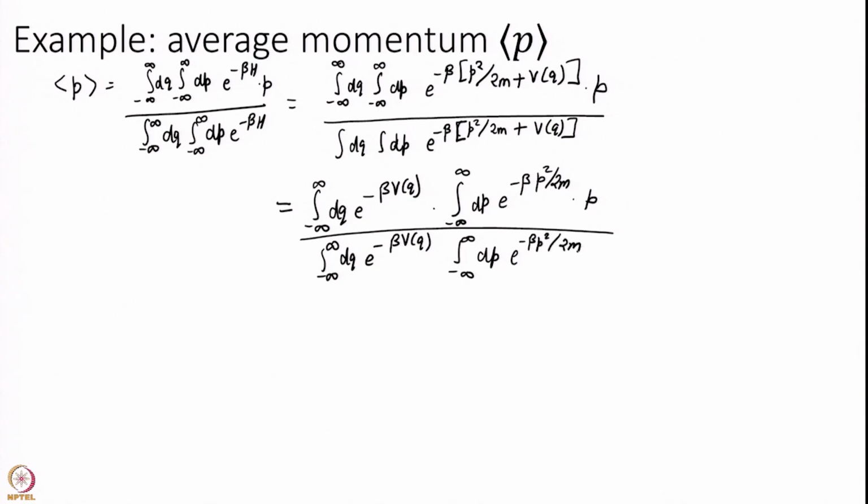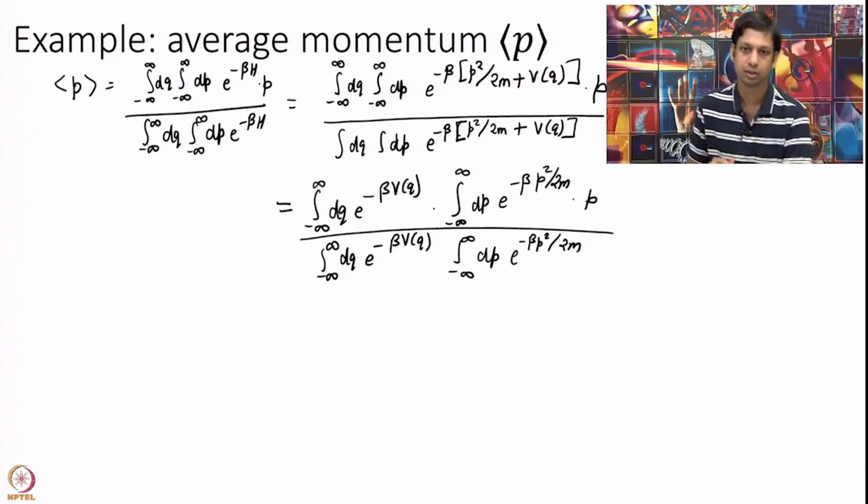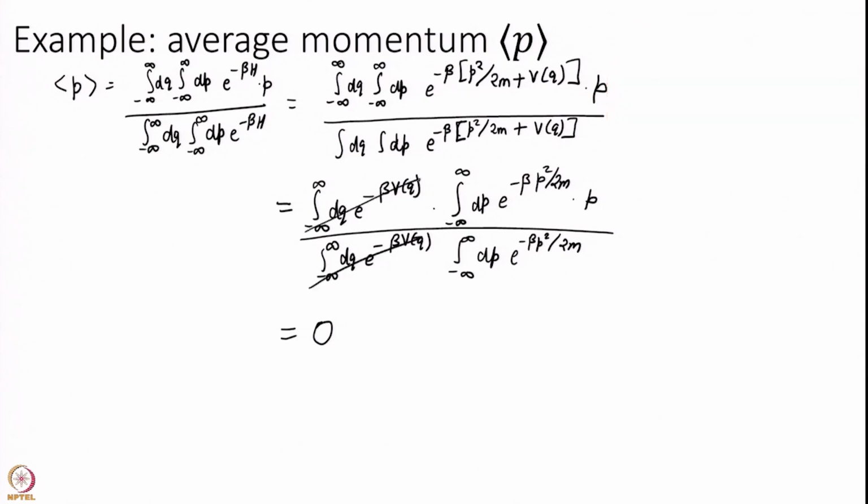So, this looks like a complex integral to solve. How do I do it? It is actually trivial to solve. This is actually equal to 0. Why, you ask? Well, you see this cancels with this, that is easy.